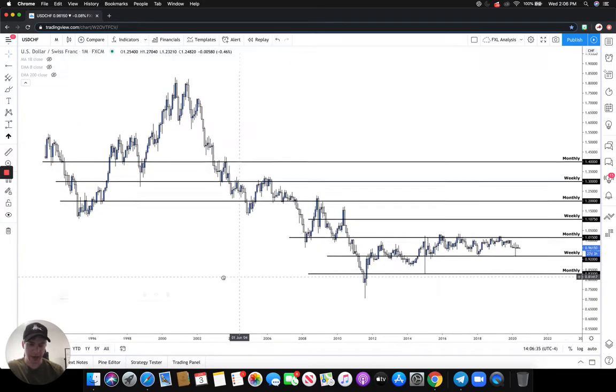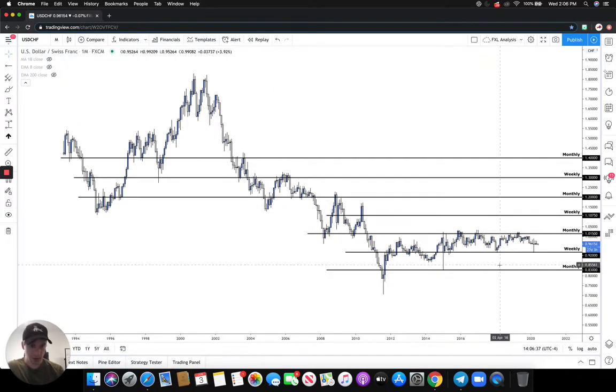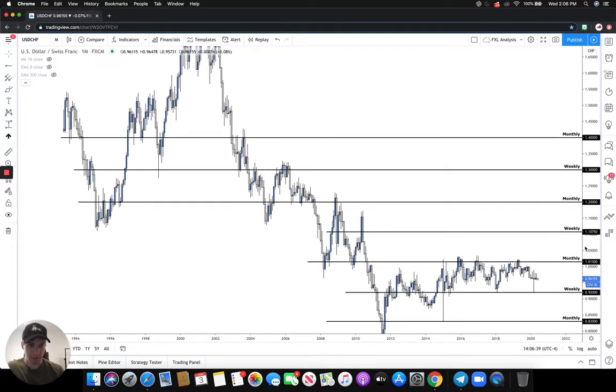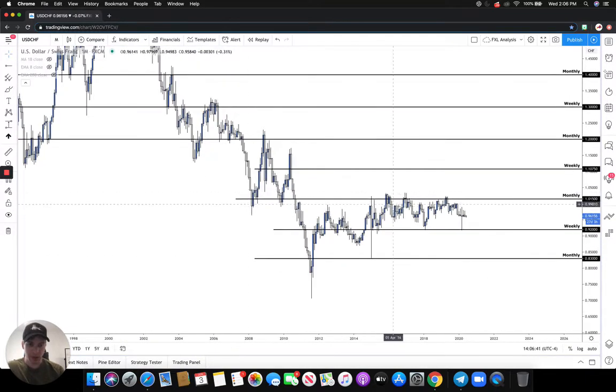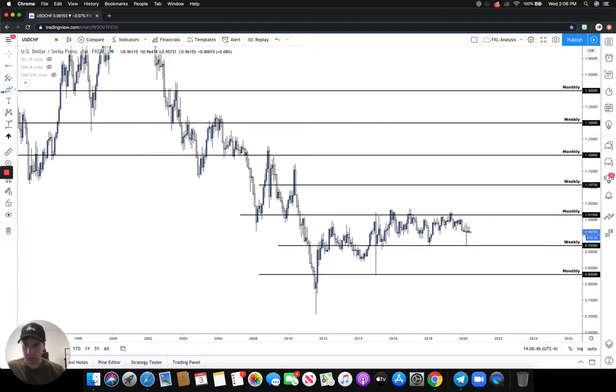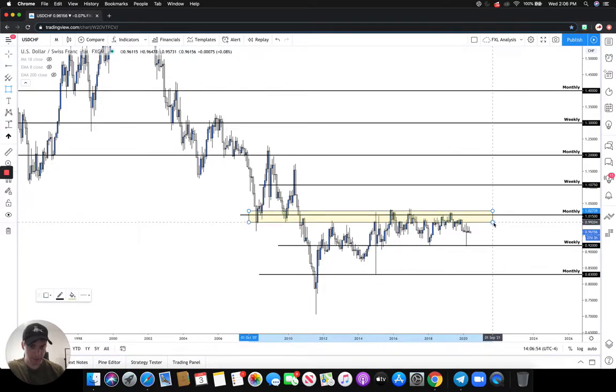So now we've gone back to the candlestick chart. We can see that we've marked plenty of monthly levels, plenty of weekly levels. It all looks like it makes a lot of sense. The most important level here for current price action would be this level. So I'm going to highlight this zone right here. It's a big, big level.